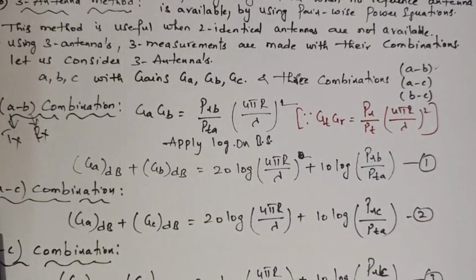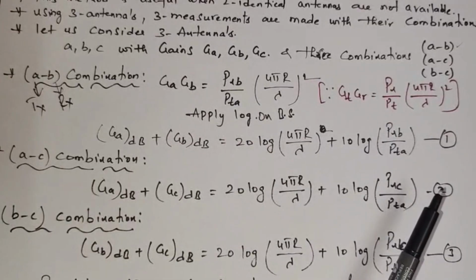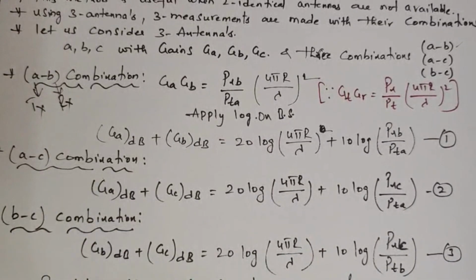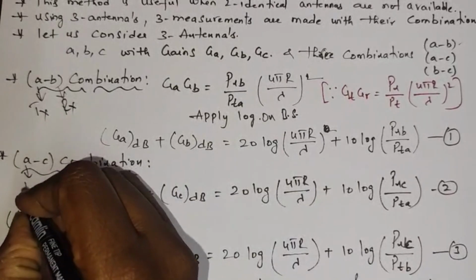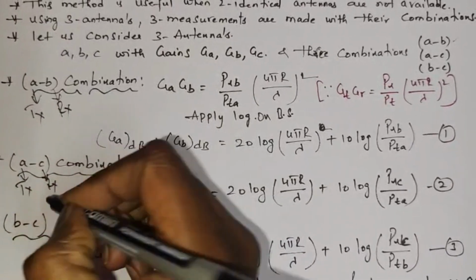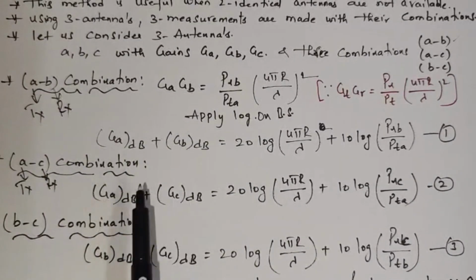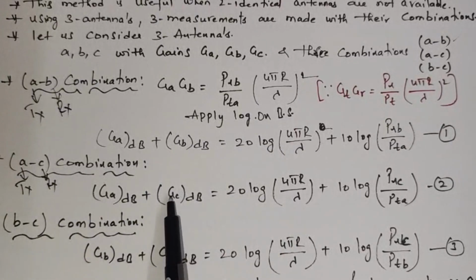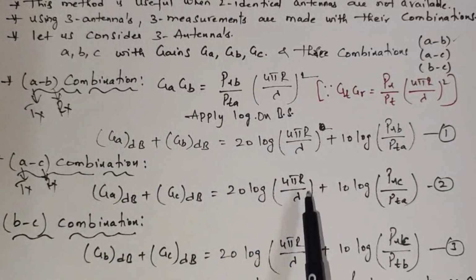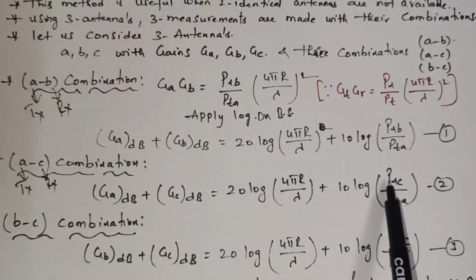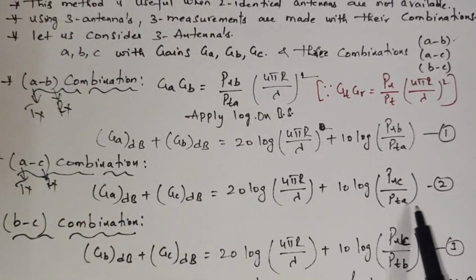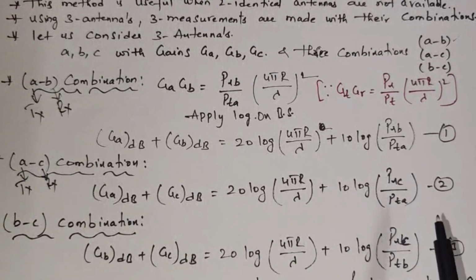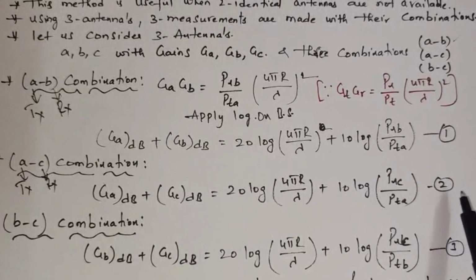Now consider the second combination, that is the AC combination. Here, what is the transmitter? A is the transmitting antenna, C is the receiving antenna. So replace the terms in the above equation. Here GT is GA, GR is GC, equal to 20 log of 4 pi R by lambda plus 10 log of PRC, since the receiver side antenna is C, and PTA, since the transmitting side we are taking antenna A. We just need to replace the terms, that's it. We will be getting the equation. So consider it as equation 2.